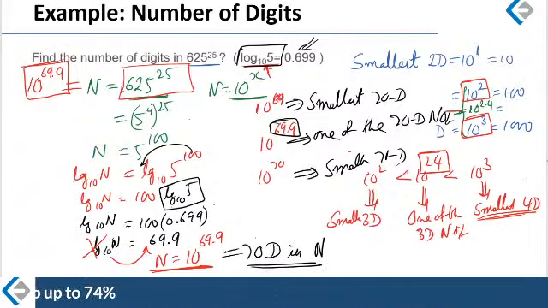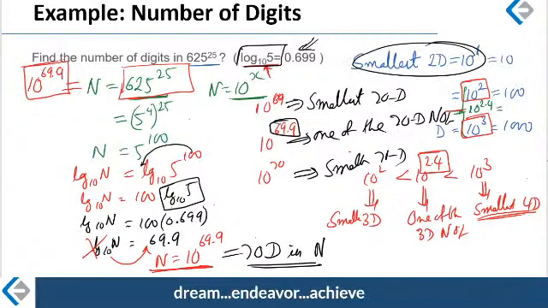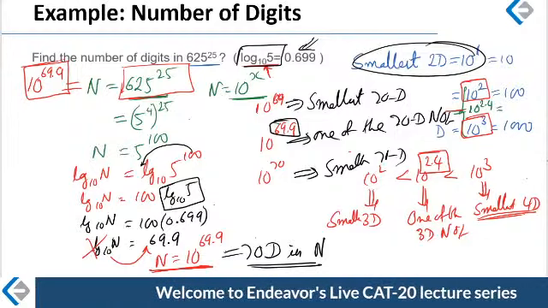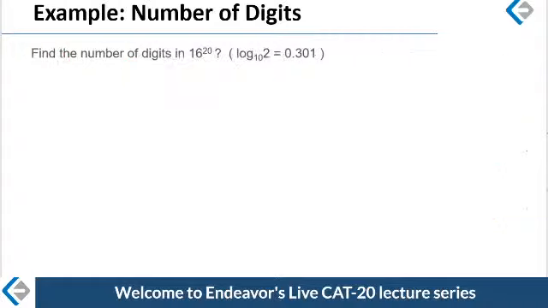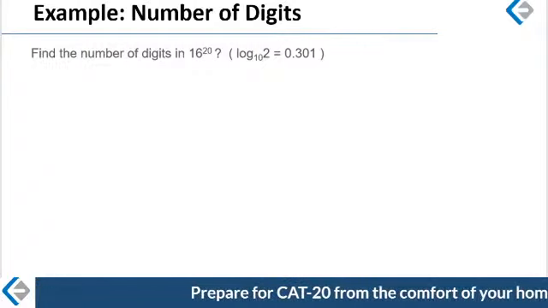Very simple algorithm, because we know the smallest 2-digit number, we know the smallest 3-digit number. If you know it, why don't you use the same concept? You don't have to get into characteristic and mantissa. If you know characteristic and mantissa, you will save 2 steps from here. This is also not a difficult algorithm. Pretty simple algorithm to deal with, right? You can take this as a homework. Find the number of digits in 16 raised to power 20.